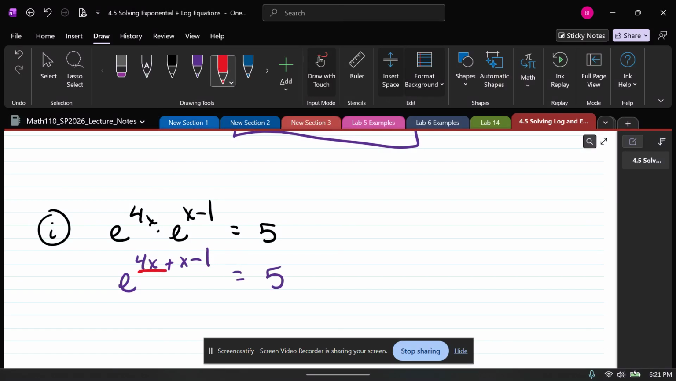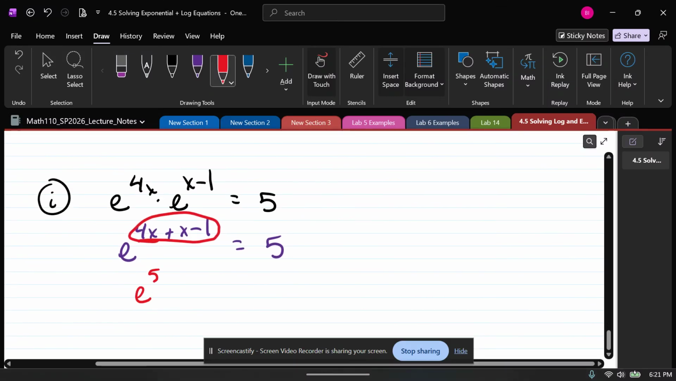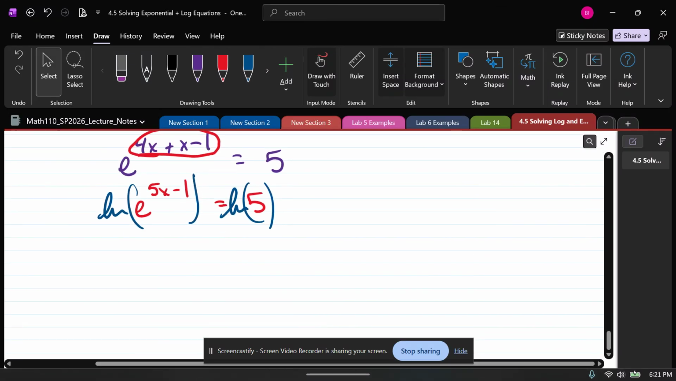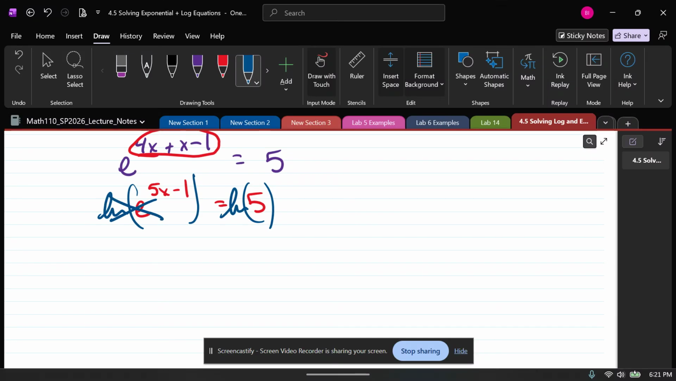Can we simplify this? Yeah, it's e to the 5x minus 1. All right. Now, let's get rid of the exponential. So I'm going to take the natural log of each side. What happens with the natural log and the base e? They cancel each other out. Ooh, that's nice. I have 5x minus 1 is equal to natural log of 5. This one's a lot better.